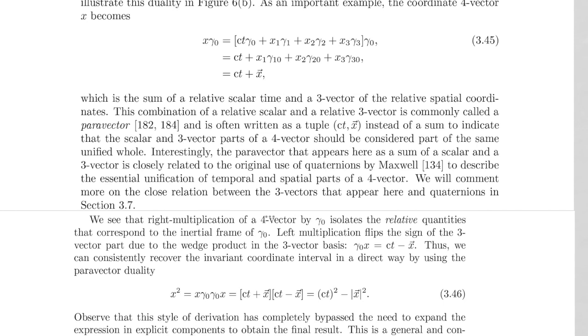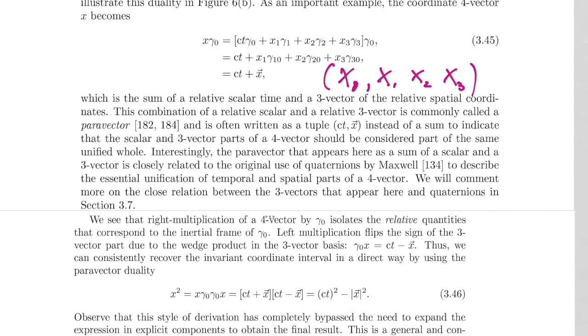This is a weird sentence. Okay. The scalar and 3-vector parts of a 4-vector. So a 4-vector like this really is just the x0 part, the x1 part, the x2 part, and the x3 part, right? So those are 4 different pieces of a 4-vector.